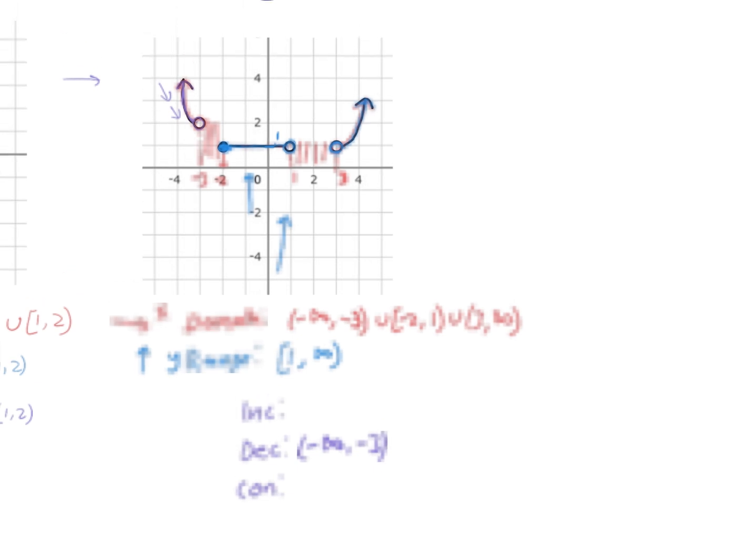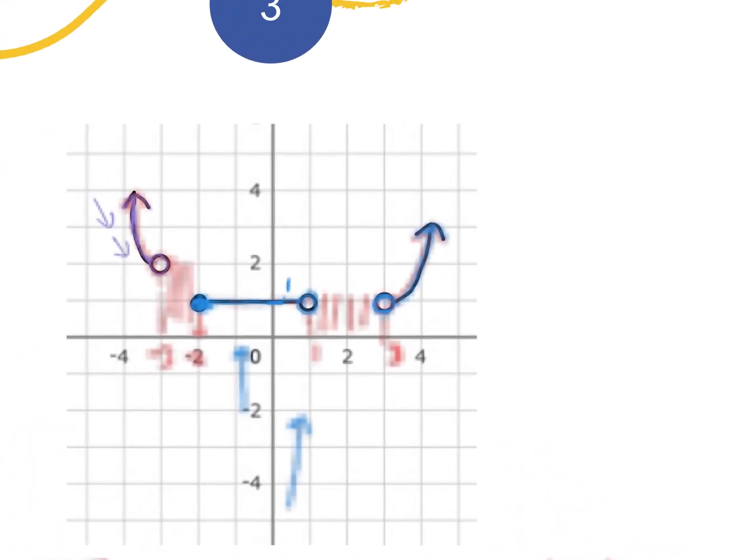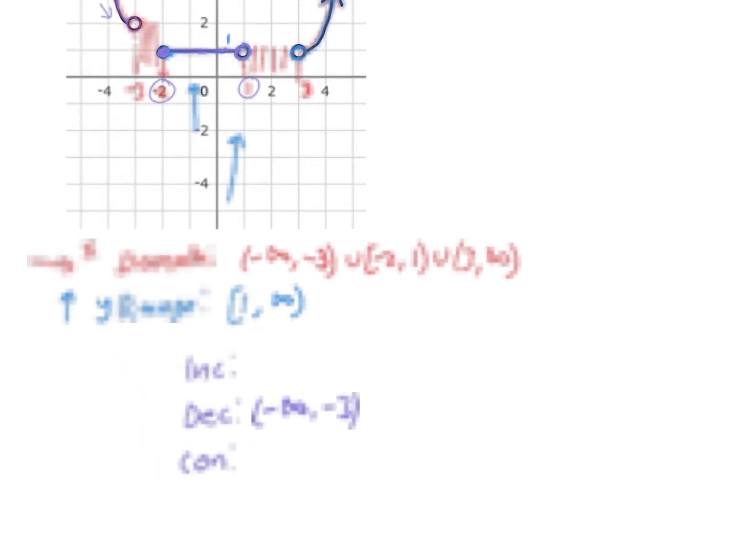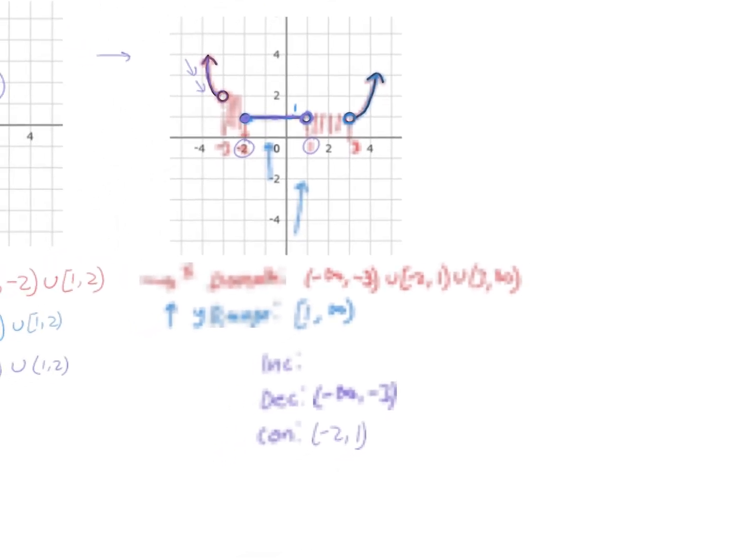All right, let's keep going. The next piece of our function is going to start right here at -2. And then as you move from left to right, are we going up or down or staying flat? It looks like we're staying flat. So from -2 up until this open circle right here, so up until 1, we are staying flat. So this is an interval of constant. It's going to be from -2 to 1. And again, always use parentheses.